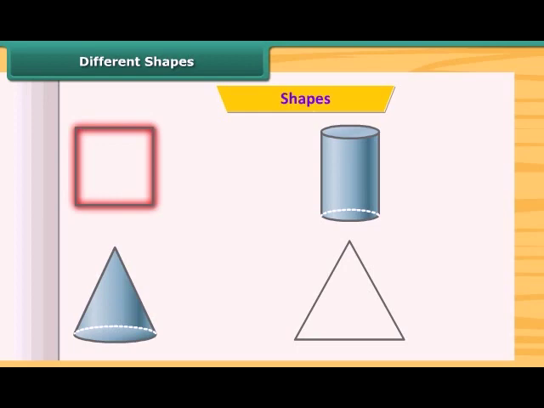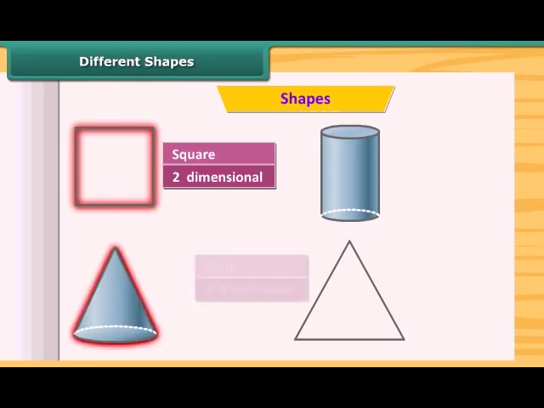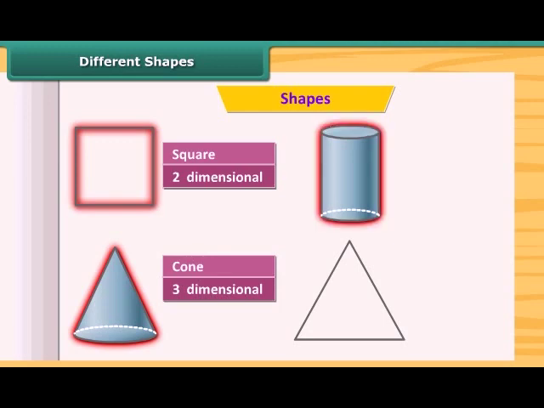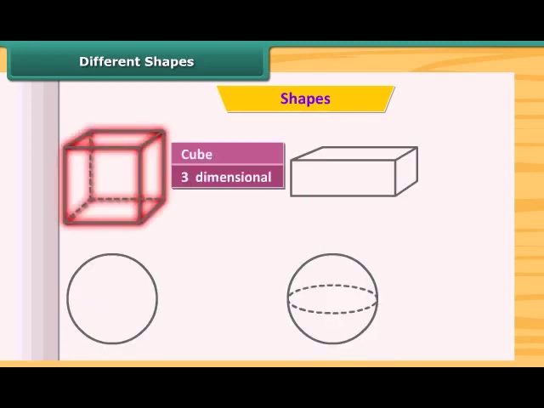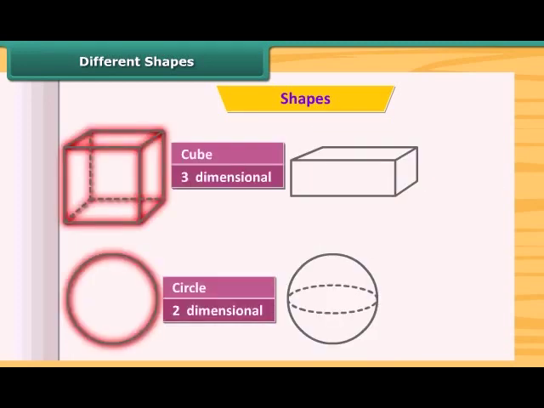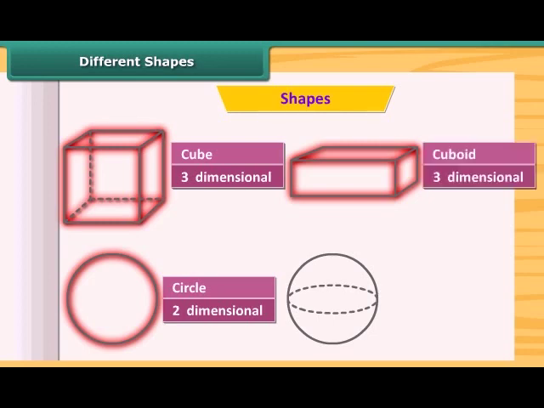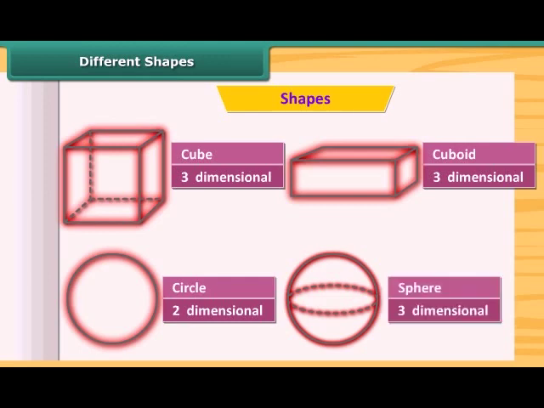This is a square and this is two-dimensional. This is a cone and is three-dimensional. This is a cylinder. This is also three-dimensional. This is a triangle and this is two-dimensional. Circle, two-dimensional. This is a cuboid and is three-dimensional. And this is, is it a sphere? Yes, this is a sphere and is three-dimensional.